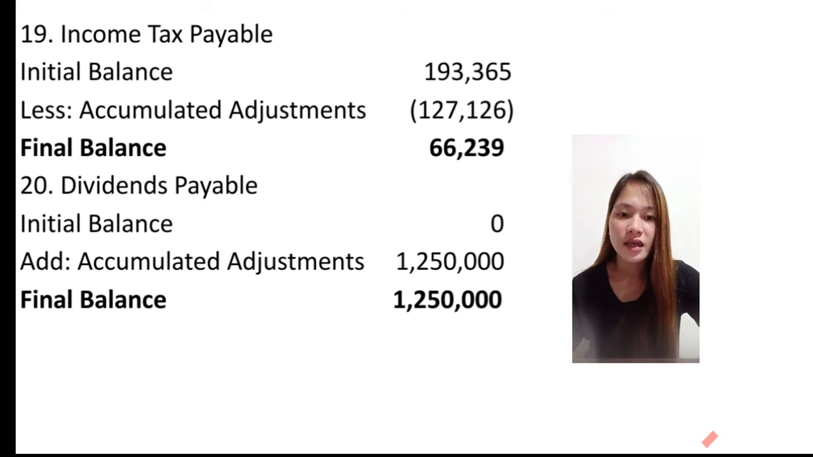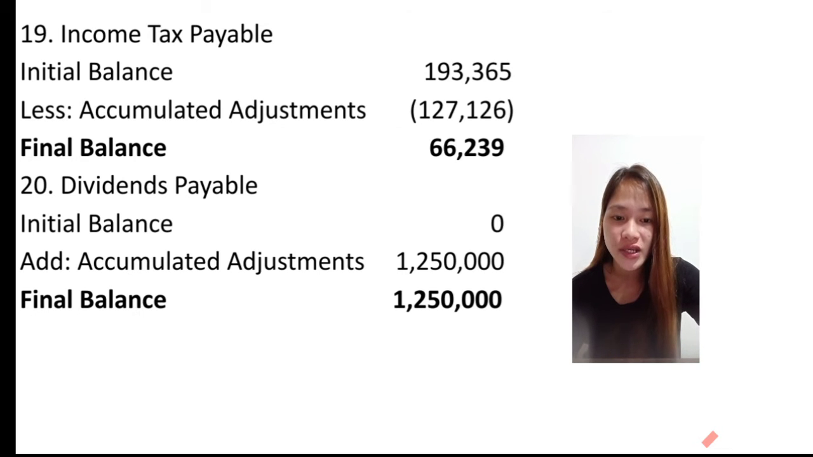Number 19, income tax payable. So the initial balance is 193,365 pesos, subtracted by the accumulated adjustment 127,126 pesos. So our final balance is 66,239.